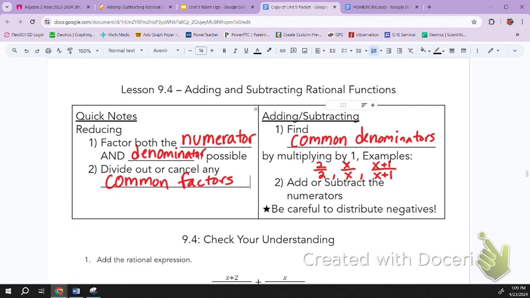Our steps for adding and subtracting fractions. First, find a common denominator. You might have to multiply by a 1. For example, maybe you have to multiply by 2 over 2, or x over x, or x plus 1 over x plus 1. Those are all 1s. They eliminate to 1. Then you're going to add or subtract the numerators. Be careful to distribute your negatives when you're subtracting. Okay?